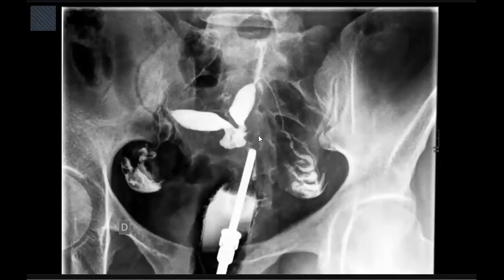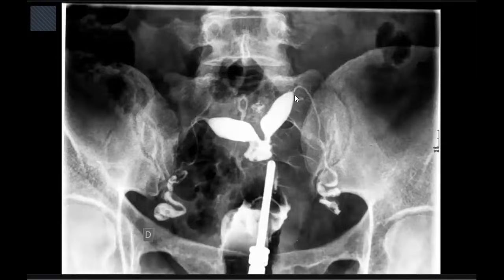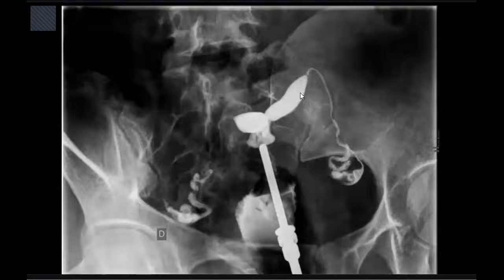Do you know the name of the operation? No, I don't know the name. It's called metroplasty. Okay, metroplasty. Thank you.